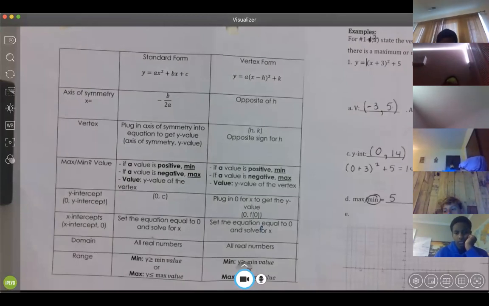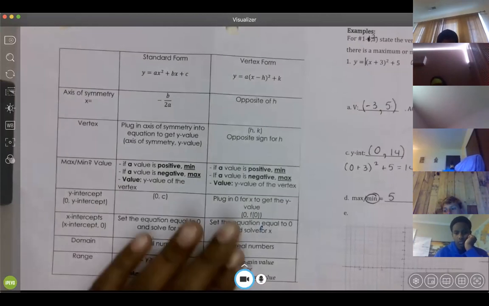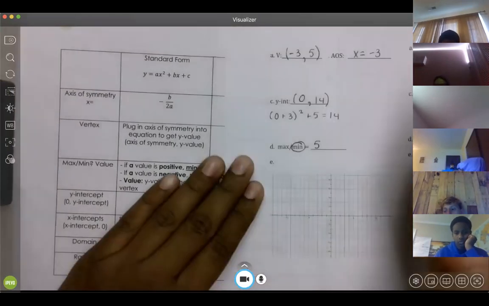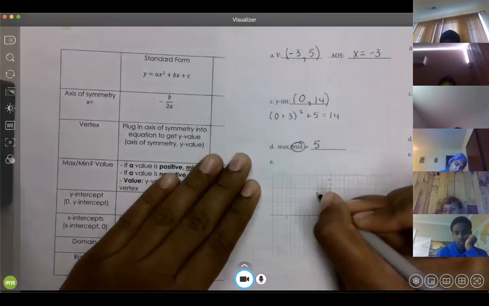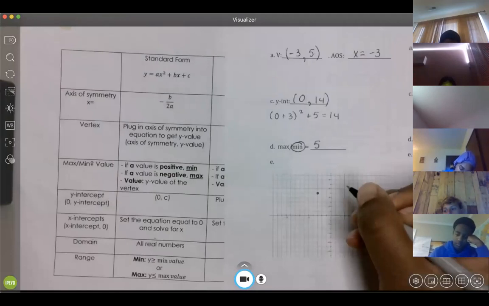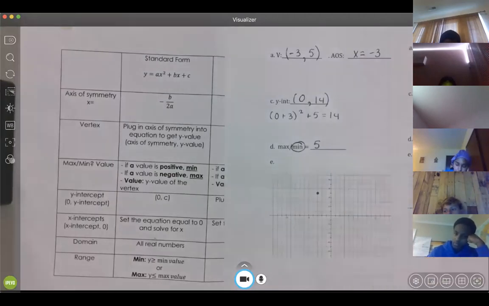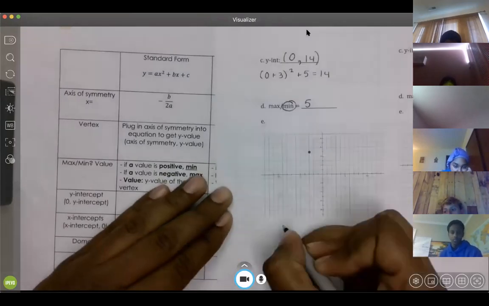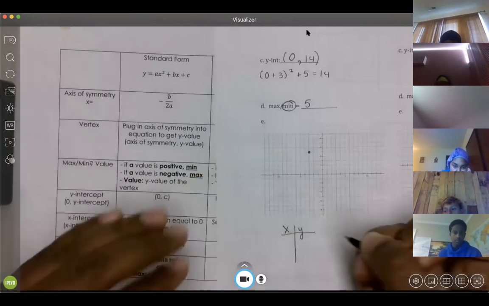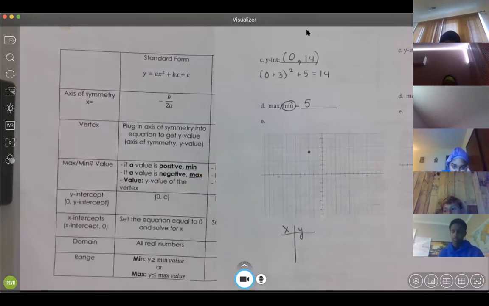All right, when you graph, always start with the vertex. So we've got -3, 5 as your vertex. The second point you want to graph is the y-intercept, so 0, 14. But you'll notice when you try to graph 0, 14, it doesn't actually fit on your graph, and that sometimes happens. So what do you do in that situation? I suggest doing a table of values, but we're going to do a modified table of values, not like what we did on Tuesday. Here's how to do a modified table of values.